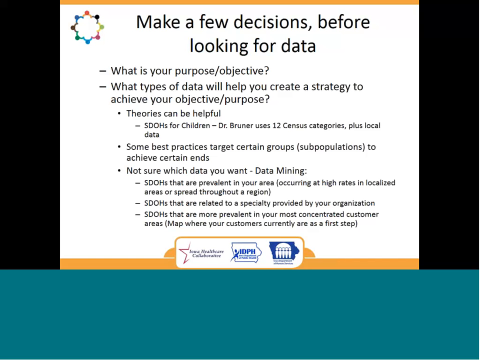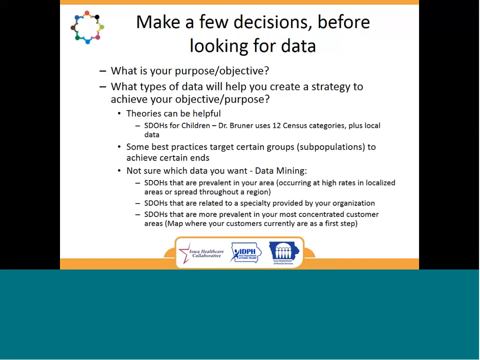So here are 3 different strategies that you can use. Theories are often very helpful. As you heard Dr. Bruner talk about some of his research into adverse childhood experiences, or ACE, he's written some articles on that, and we'll discuss that later, where he uses census categories plus local data to look at variables affecting children. There are also some best practices that target certain populations, certain subgroups, to achieve certain ends. And we're all aware of, and we're all reaching out to Chris for TA on certain best practices. And if you're not sure what you're going to do, as a data analyst, there's always data mining.